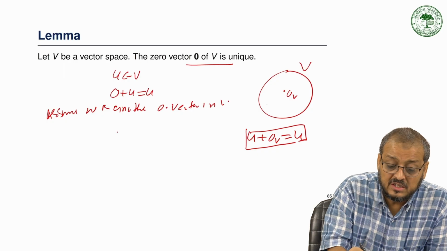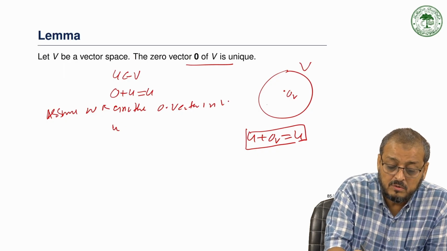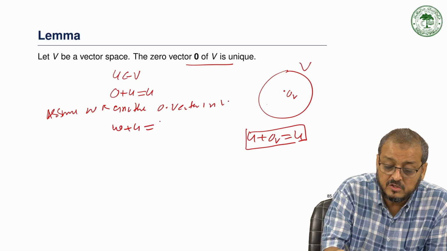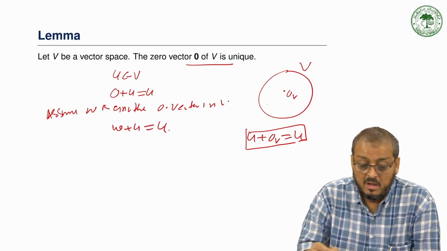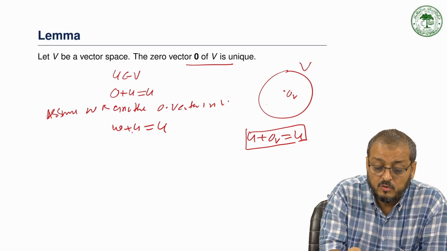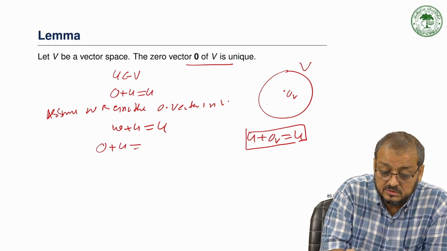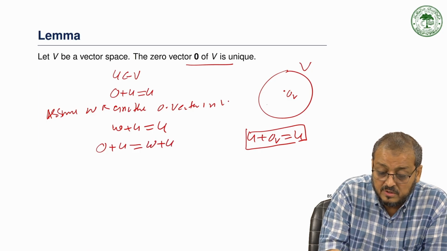So this W is another vector, which means W plus U is also giving U. Now, because 0 plus U is giving U and W plus U is giving U, this implies that 0 plus U is equal to W plus U.